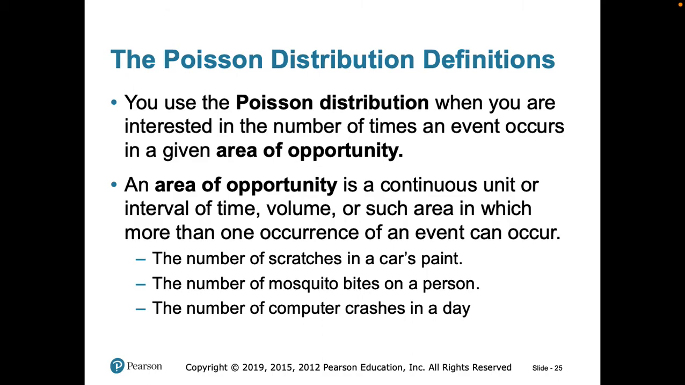What we mean by an area of opportunity is a continuous unit of time interval, volume, or area in which more than one occurrence of an event can happen. For example, the number of customers that are going to show up at the register, the number of people that are going to show up at the counter to order food if you're in a restaurant, the number of computer crashes in a day, the number of mosquito bites on a person.